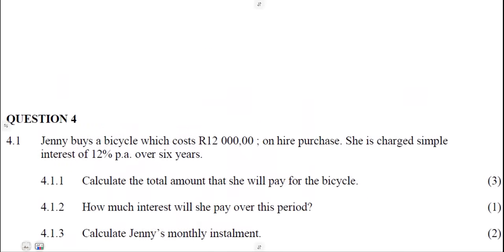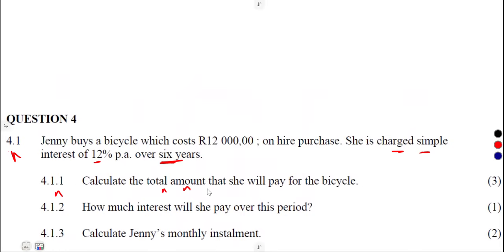Again, question number 4, you are given that 4.1, Jenny buys a bicycle which costs 12,000 on hire purchase. She is charged a simple interest of 12% over 6 years.